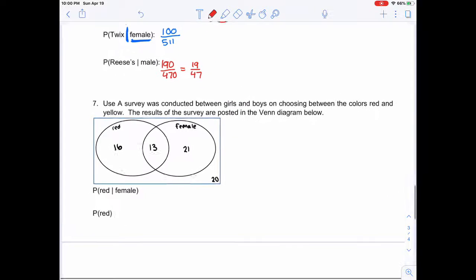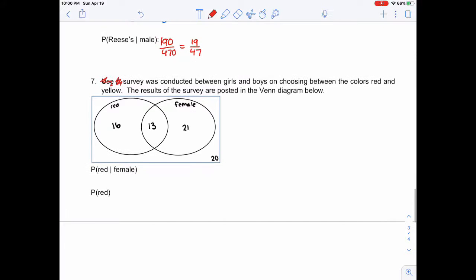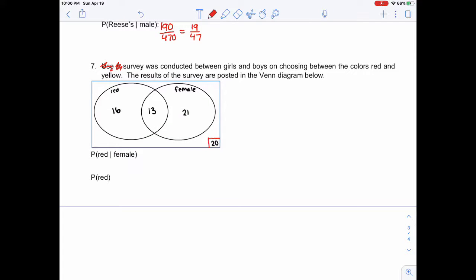And finally, our last question here. So it says, not use a survey, use this survey. So this survey was conducted between girls and boys on choosing between the colors red and yellow. The results are posted below. So again, remember this 20 down here in the bottom right, that's saying that 20 people weren't female and didn't pick the color red. So that means basically 20 males picked yellow, okay? So our probability of selecting a red given that they are female.